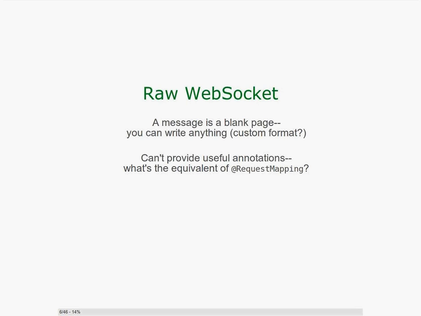So to put this differently, what is the equivalent of the request mapping annotation that we have in Spring MVC? Of course, there we're using HTTP, so we have HTTP methods, URLs, query parameters, headers, all kinds of things that we can use to delegate requests, but with WebSocket messages, we have none of that.